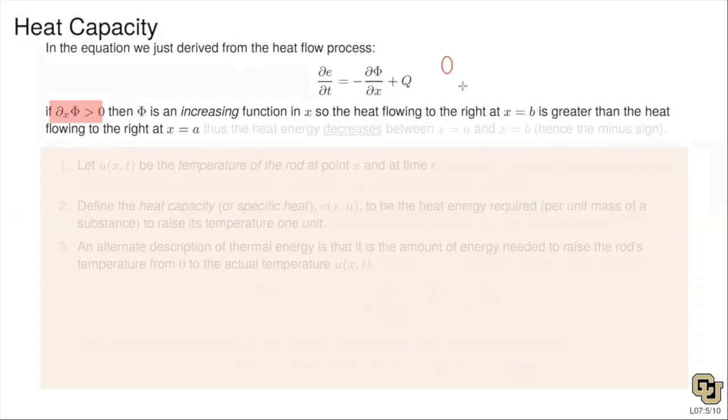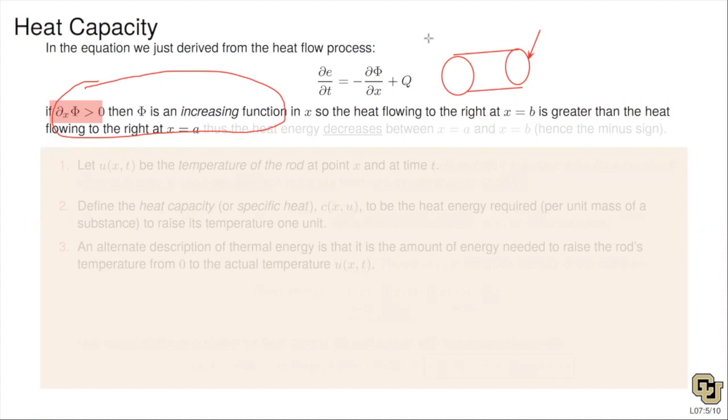If we're looking at our rod, let me put a little rod in here. What we're saying is, if the derivative here is positive, if phi is an increasing function, then the phi value at the right end of the rod will be greater than at the left. So that means there's more heat energy going out at the right than there's heat energy coming in.